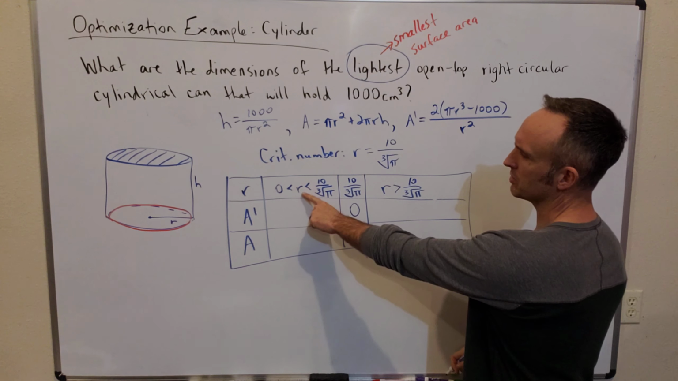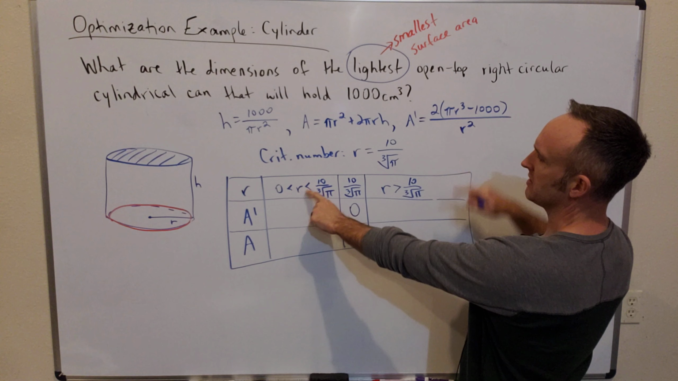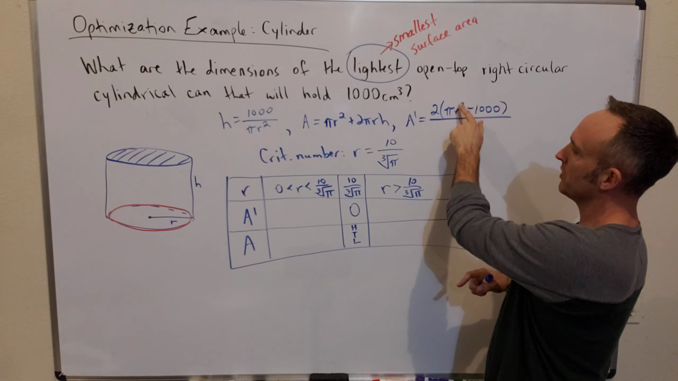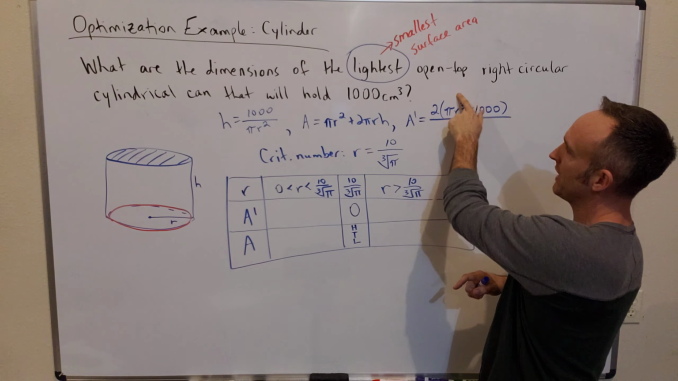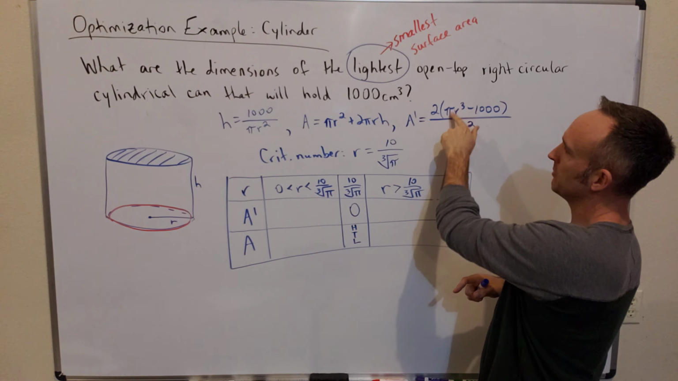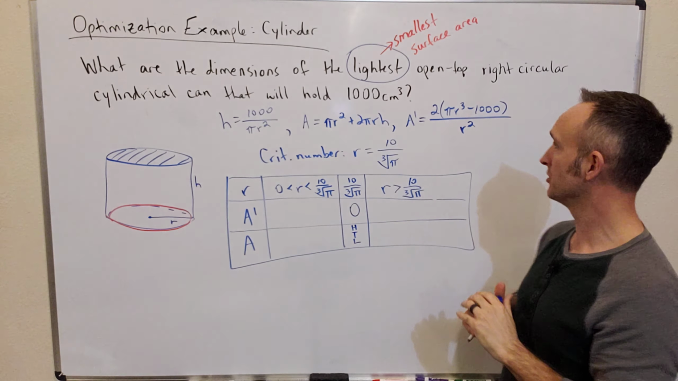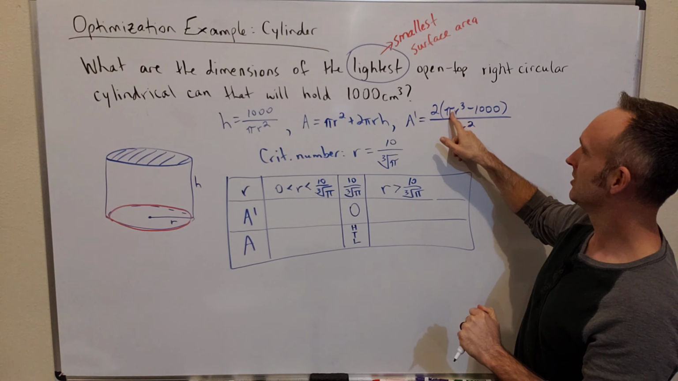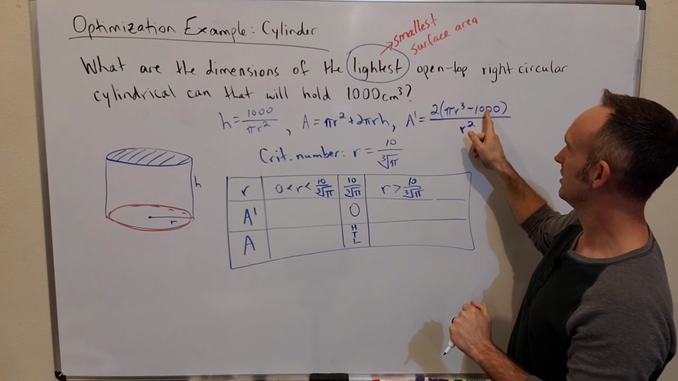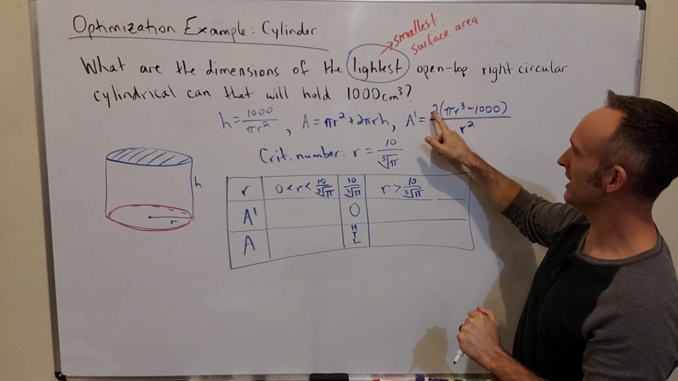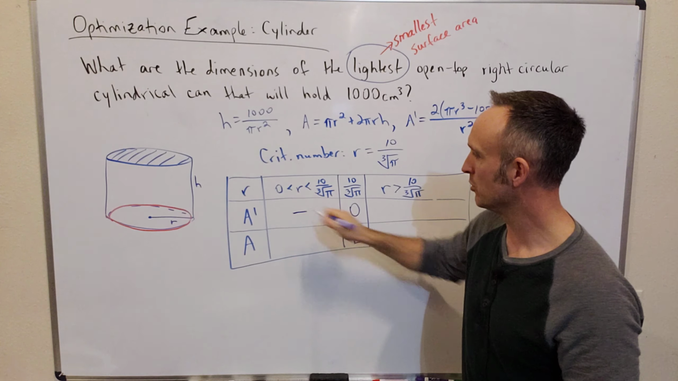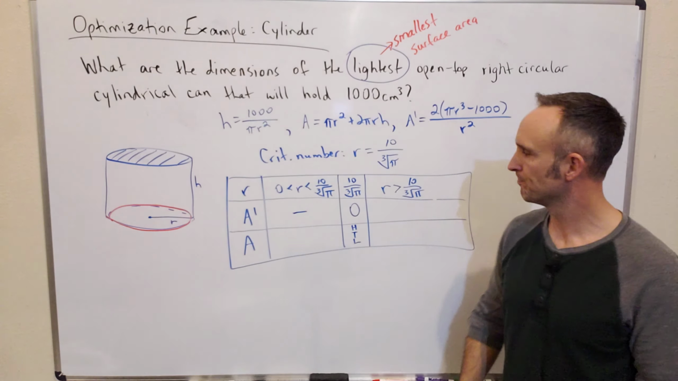So that means A will have a horizontal tangent line. And if you think about numbers less than 10 over the cube root of pi, when you cube that, you'll get something smaller than 1,000 over pi. Multiplying by pi gives you something smaller than 1,000. Something smaller than 1,000 minus 1,000 is negative. Times 2 is negative. Divided by something squared is negative. So any r value over here gives you a negative A prime.